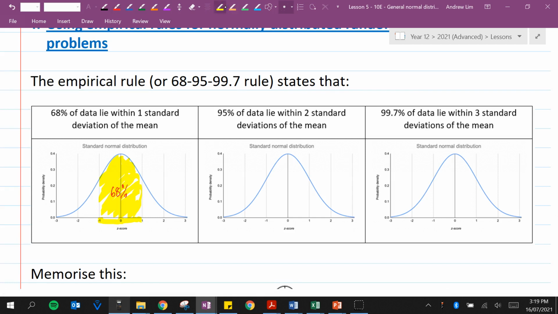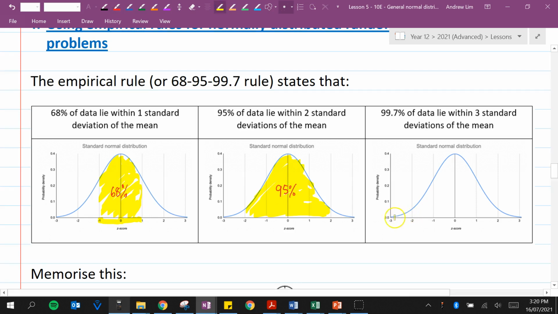95% of data lie within 2 standard deviations of the mean. So if I were to find from -2 to 2, all of that, 95% of the scores will lie from -2 to 2 standard deviations of the mean.